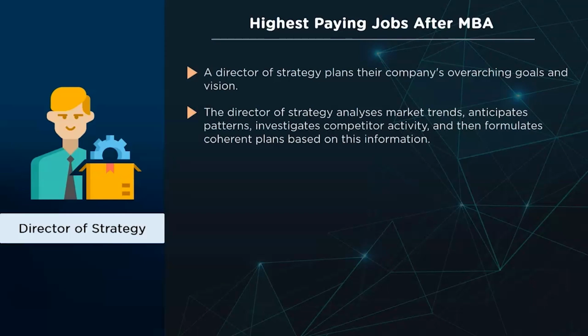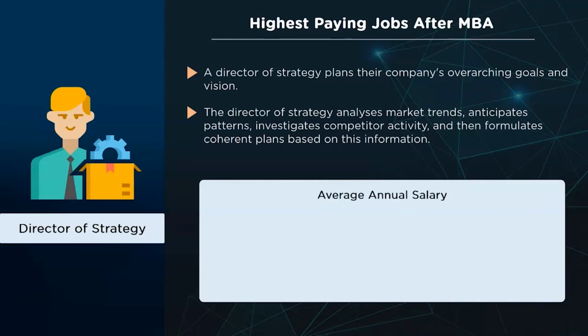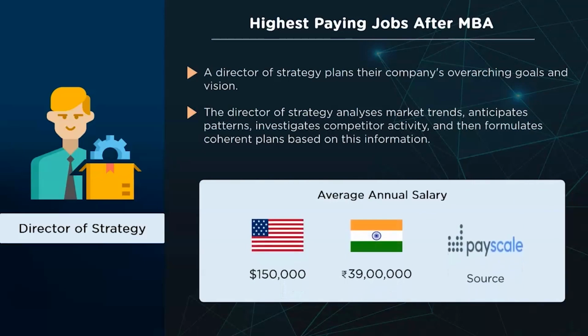If you are interested in this role, you must already have leadership experience and a track record of establishing effective business improvements. You understand how to use metrics to track the performance of implemented initiatives and when to change course. Outstanding written and vocal communication abilities are among the numerous qualities that qualify you for this position. The salary trend for this job role is around $150,000 in the US and 39 lakh rupees in India.